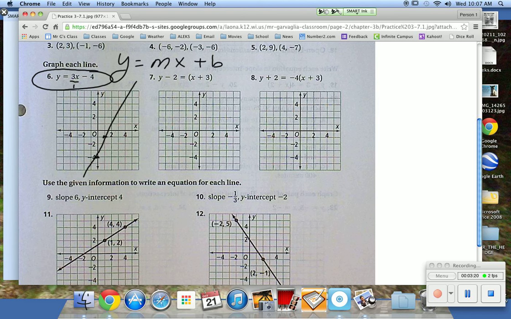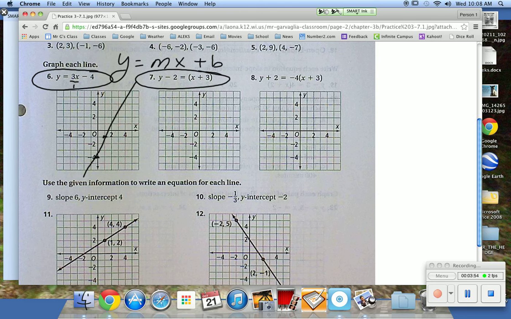Let's take a look at the next one then. What is this? What form is that? Point slope. So what's our point? Y equals what? 2. So we can go up 2. What's our x going to equal? 3.